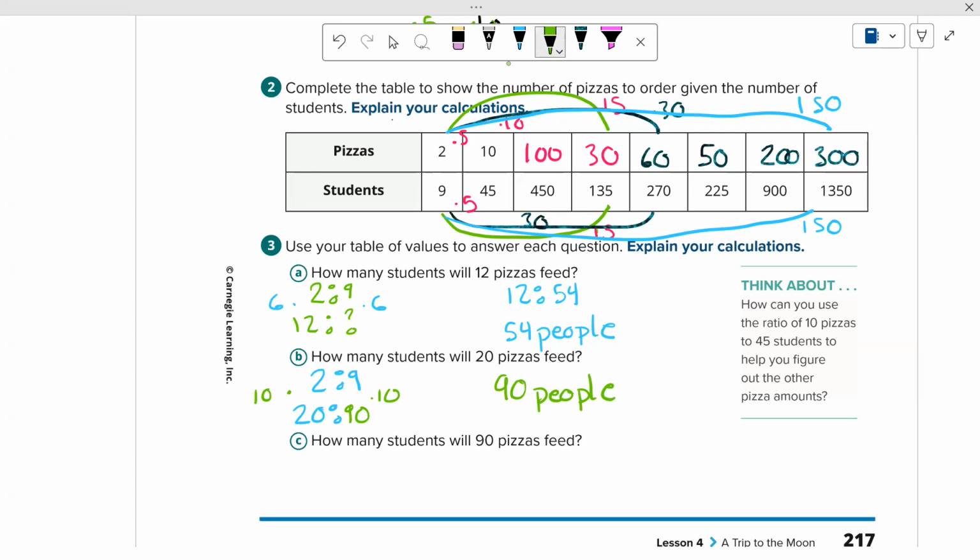And for the last one, it says, how many students will 90 pizzas feed? I can't even say pizzas today. That's how tired I am, y'all.